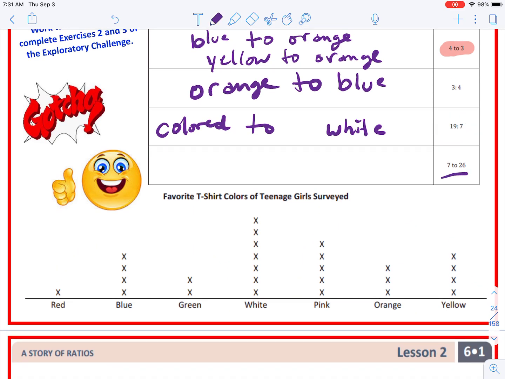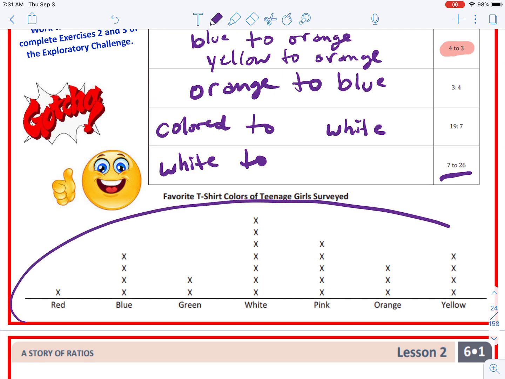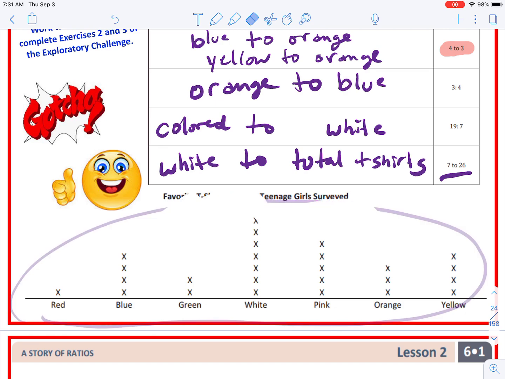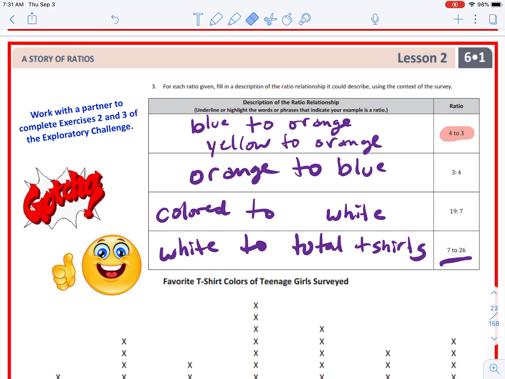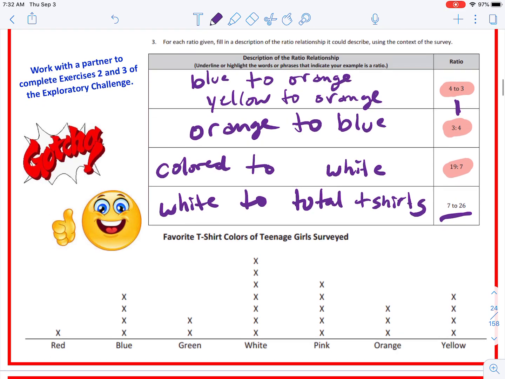And last one, 7 to 26. We know 7 is white. White to, remember the 26 was the total number of t-shirts all together. All right, and if it's asking you to describe a ratio, this is how you do it. Make sure you pay attention to the order, especially in these two. Blue to orange and orange to blue are two totally different ratios, and they describe two totally different relationships. So pay attention to those.